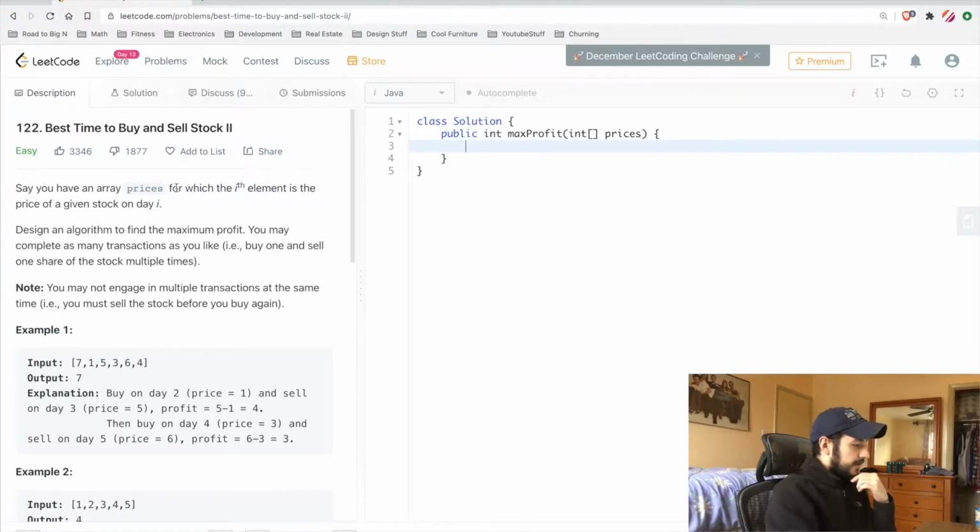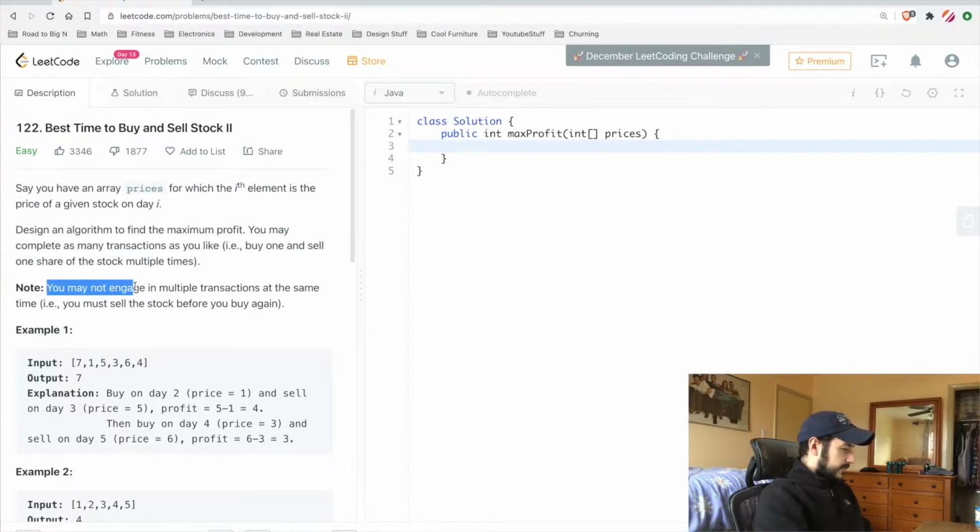Say you have an array prices for which the ith element is the price of a given stock on day i. Design an algorithm to find the maximum profit. You may complete as many transactions as you like, i.e. buy and sell one share of the stock multiple times. You may not engage in multiple transactions at the same time, i.e. you must sell the stock before you buy again. And you can see here, these are each day, as well as the price of the stock on each day.